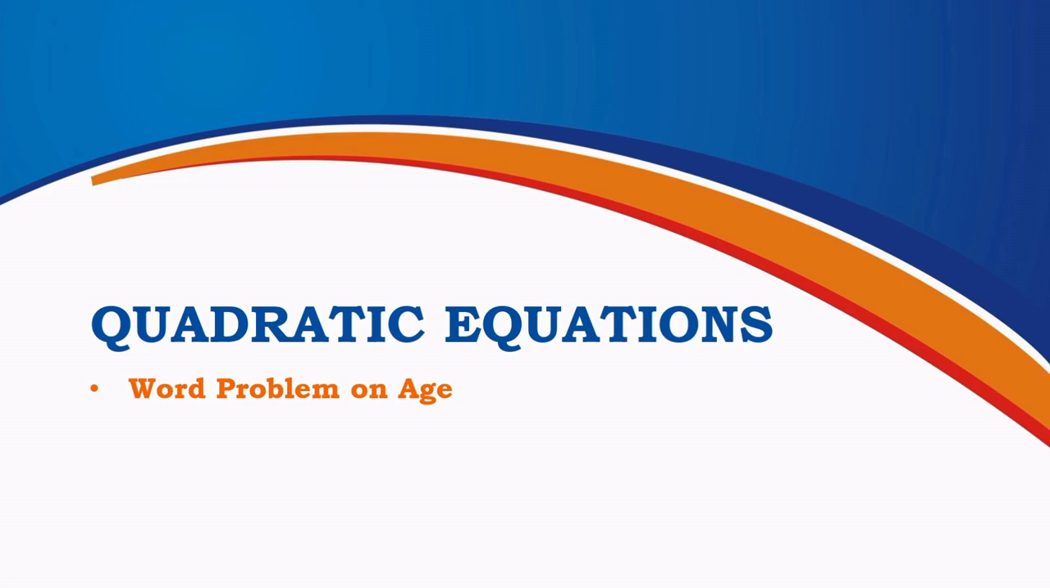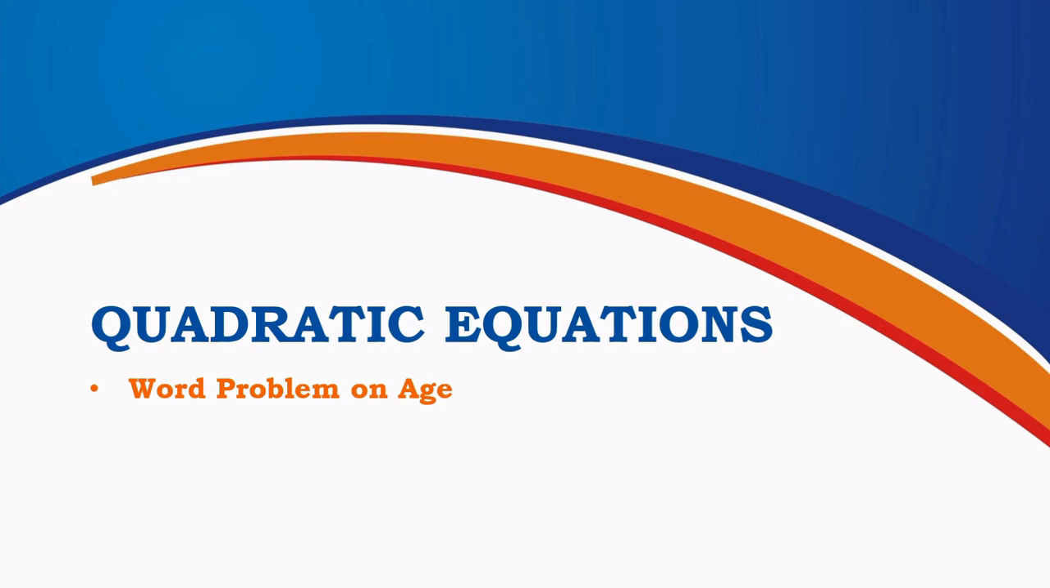To solve such questions, we first represent the unknown age using a variable. Then, we use the conditions given in the question to form a mathematical equation. After simplifying the equation, we obtain a quadratic equation, which can be solved by factorization or any other suitable method. Once we find the value of the variable, we substitute it back to determine the required ages.